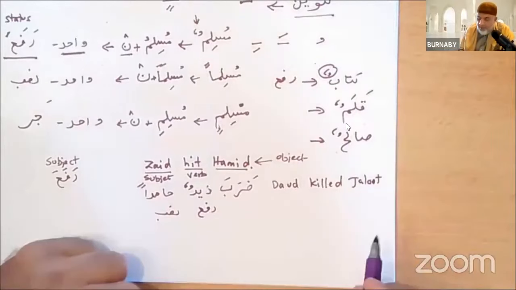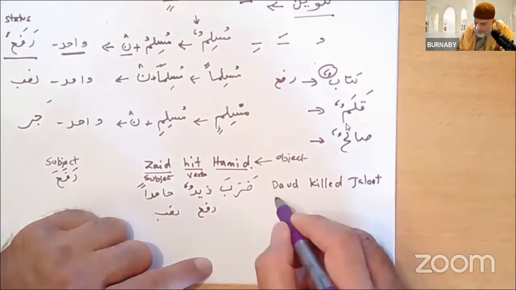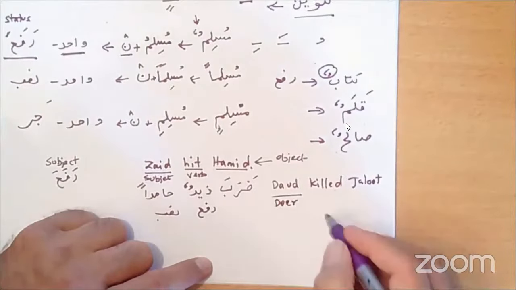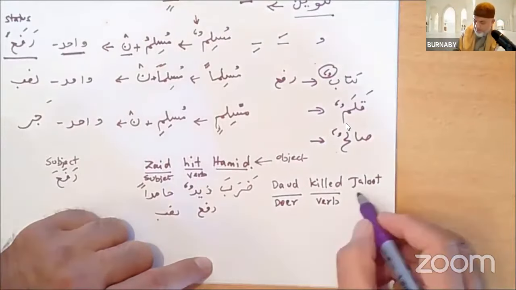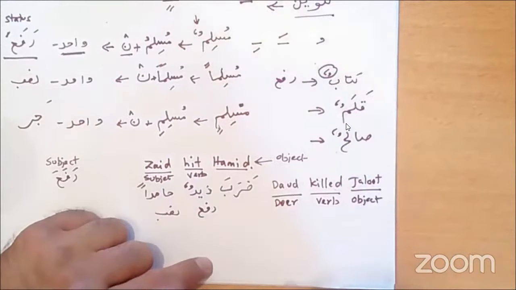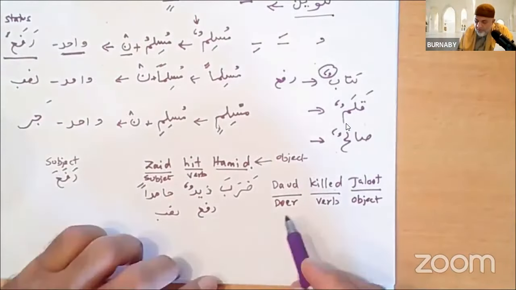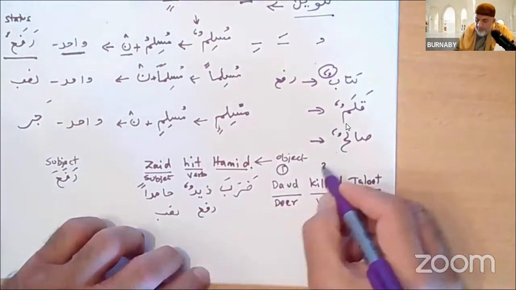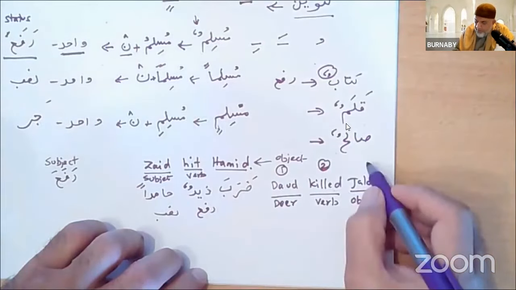Now, who's killing? Dawood? He's the doer of the killing, and the killed is the verb, the act of killing. Right? Verb. And who is he killing? He's killing Jalut, so he's the object. Okay, so in the English language, it was easy. The doer will come at number 1, then the verb will come at number 2, and then the person who's getting killed will be at number 3.